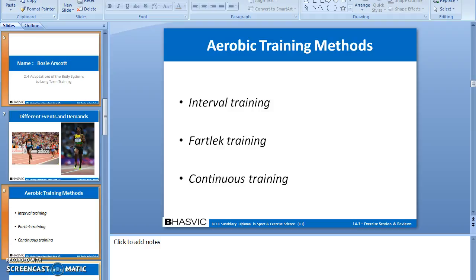Fartlek training is very effective for team sports, for example football. Similarly, fartlek training can be adapted to be made more intense, so you could extend the periods of jogging and sprinting and decrease the walking time. You could also increase the number of times you train each week.